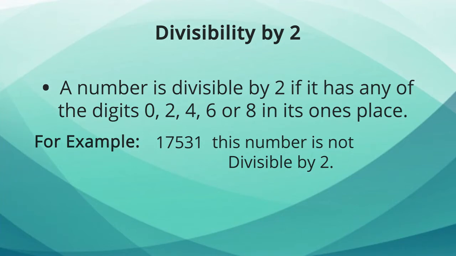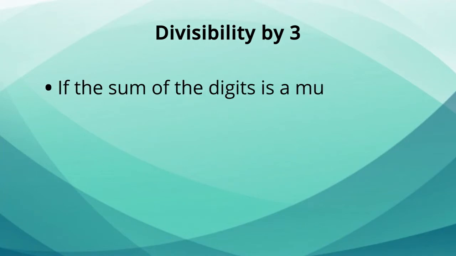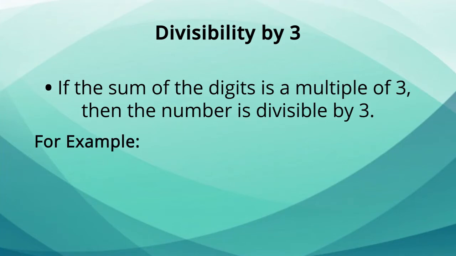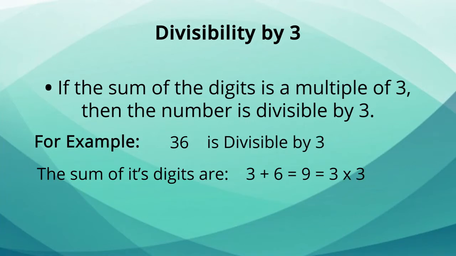Dear students, now let us discuss about the divisibility by 3. If the sum of the digits is a multiple of 3, then the number is divisible by 3. Let us take few examples. Let the number be 36. Now, the sum of its digits is 3 plus 6, which is equal to 9, which is a multiple of 3. Hence, we can say that 36 is divisible by 3.